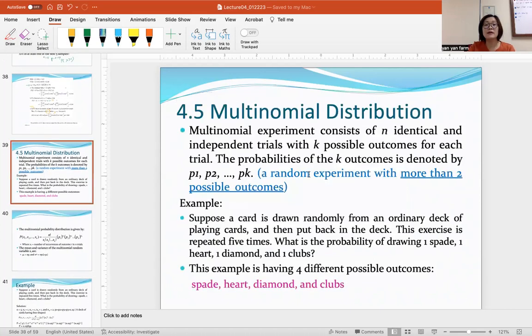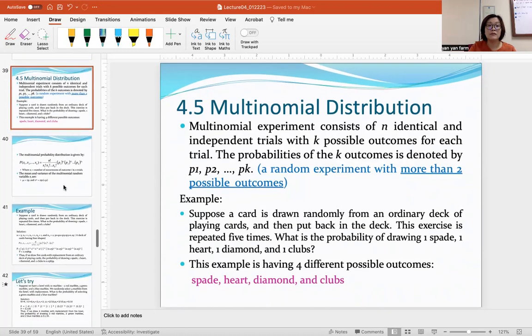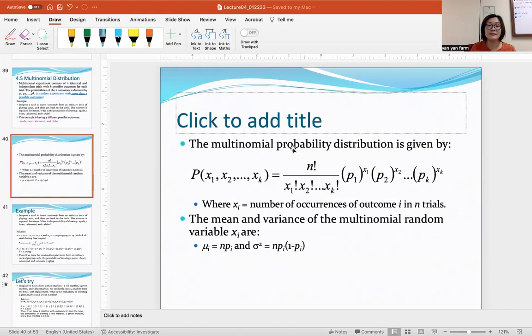So next, besides binomial, multinomial is a distribution that analyzes outcomes when there are more than 2. For example, the very common example is you play a deck of cards. So there is spade, heart, diamond, and club. All right, there are 4. So when you have more than 2 outcomes, it's actually quite simple.